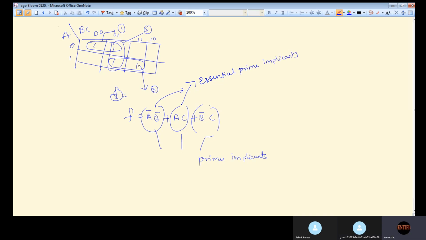Why are these called essential prime implicants? So this implicant is covering this group, and this prime is also covering this group. So A bar B bar is covering this prime implicant and AC is also covering this prime implicant. So that's why these two are called as essential prime implicants.